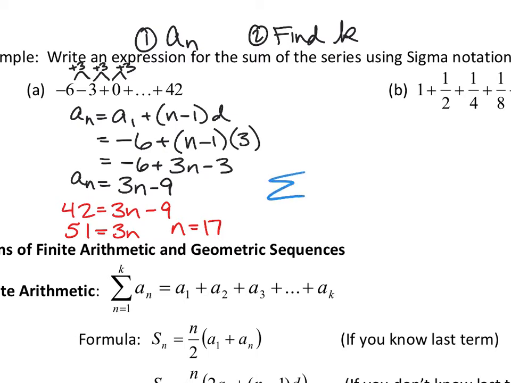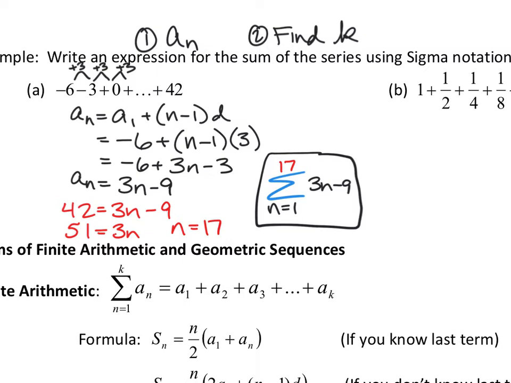The sum of the equation 3n minus 9, starting at n equal to 1 and ending at the number 17. Whoa, what just happened? Let's talk about it.